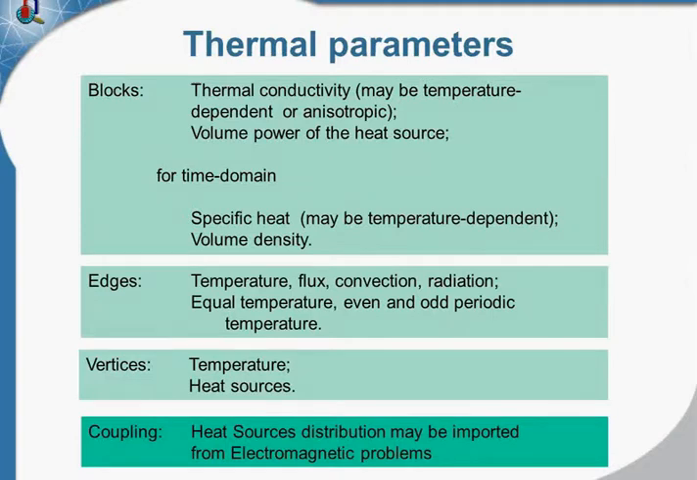On edges, you may specify temperatures, fluxes, convection or radiation boundary conditions. It is also possible to define equal temperature on edges and even or odd periodic temperature. On vertices, you may specify first order boundary conditions like temperature or local heat sources. It is also possible to couple thermal problem to electromagnetic problem and transfer Joule heat distribution from electromagnetics, from electric problems or from magnetic problems.